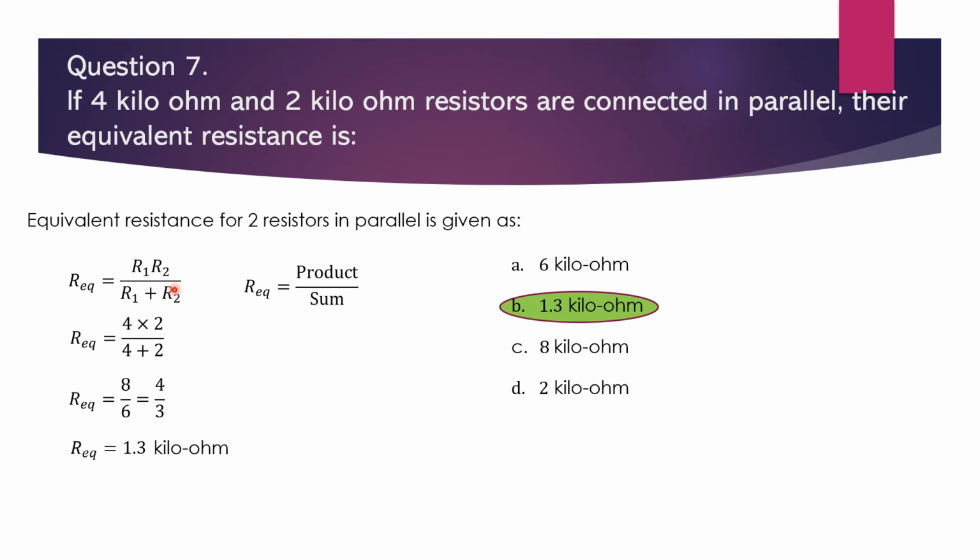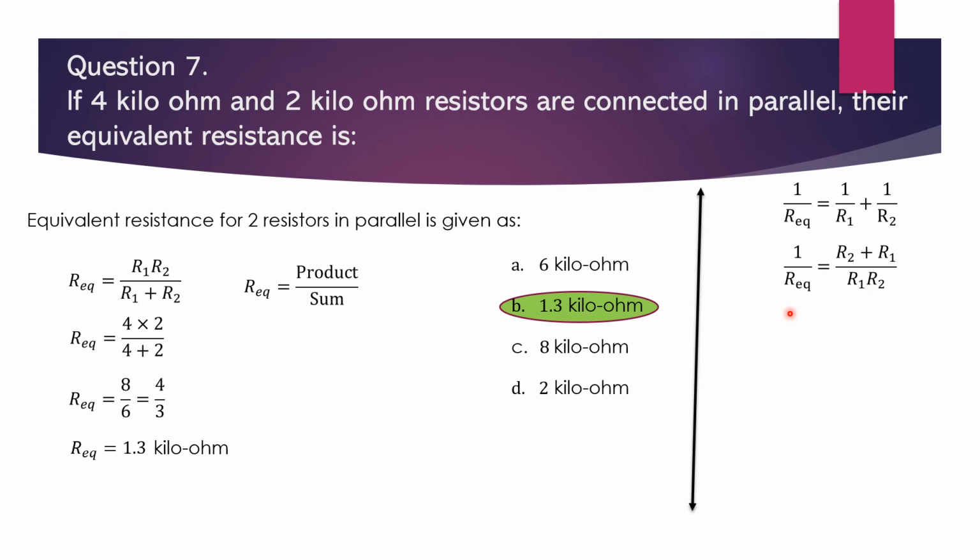Now, I'll explain this. How did you get product over sum? The formula that you know for the resistors in parallel is 1 over R equivalent is equal to 1 over R1 plus 1 over R2. Taking the LCM of R1, R2, this results in R2 plus R1, or we may say R1 plus R2. Taking the reciprocal on both sides results in R equivalent is equal to R1 R2, that is the product, over R1 plus R2, that is the sum in the denominator. So R equivalent is equal to product over sum.